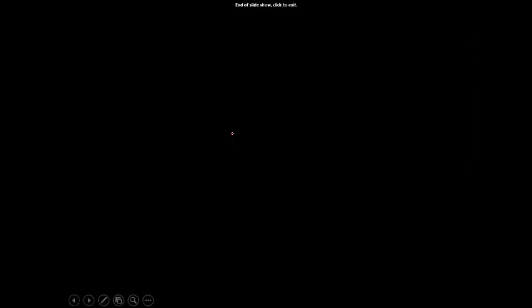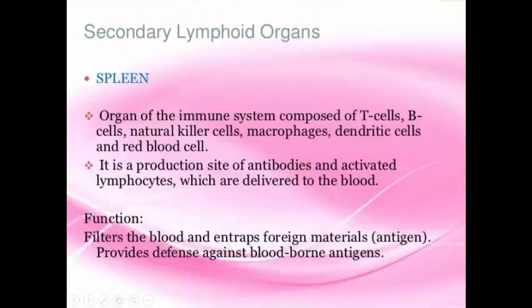Now moving towards the second lymphoid organ, that is the spleen. This is the structure of a spleen. The spleen is an organ of the immune system that is again composed of T cells, B cells, natural killer cells and macrophages. These are the sites for the production of antibodies, and they have the ability to activate the lymphocytes. What are lymphocytes?